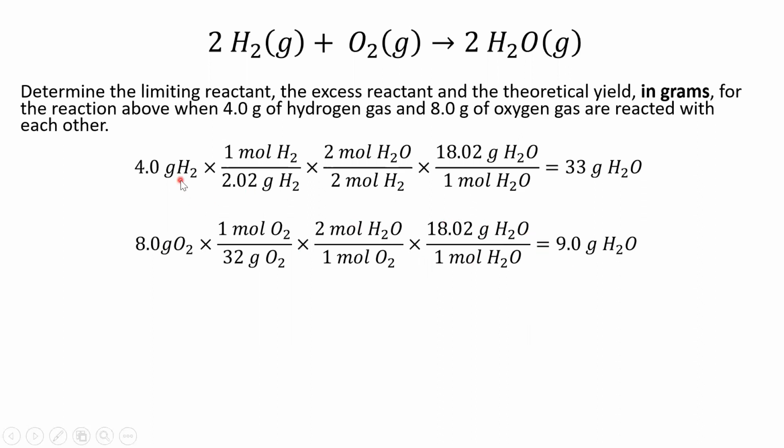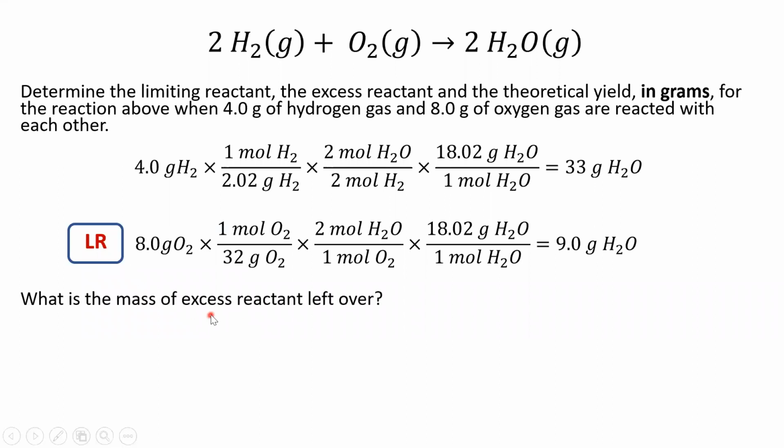So if all of the hydrogen were to react, we could make 33 grams of water. If all of the oxygen were to react, we could produce 9 grams of water. So we can only produce 9 grams of water because we run out of oxygen. So oxygen is our limiting reactant. LR just stands for limiting reactant.